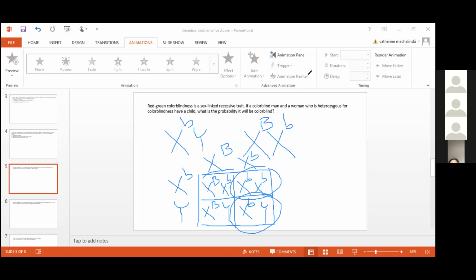The one on the top left here is a female that is not colorblind, but she does have the allele for color blindness. So we often refer to people who carry recessive alleles but don't show them as carriers. So she would be a carrier of red-green color blindness. But 2 out of the 4, this one and this one, would have been colorblind. So the answer to this question would be 1/2.